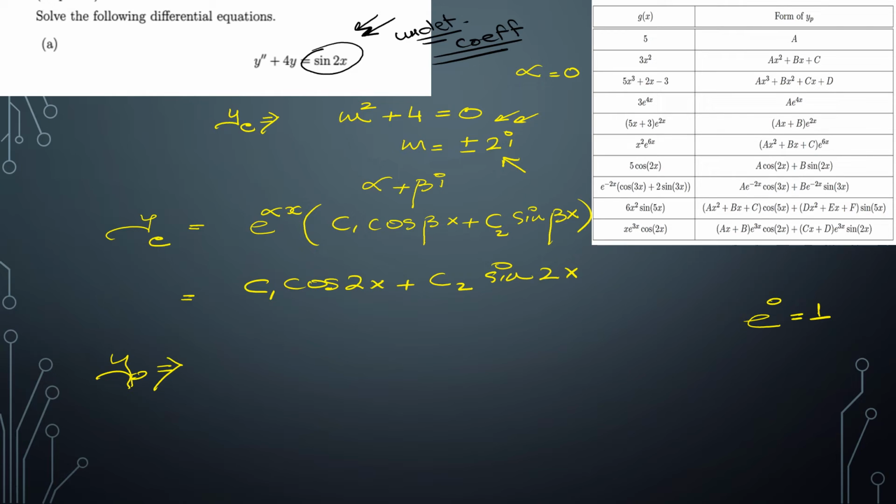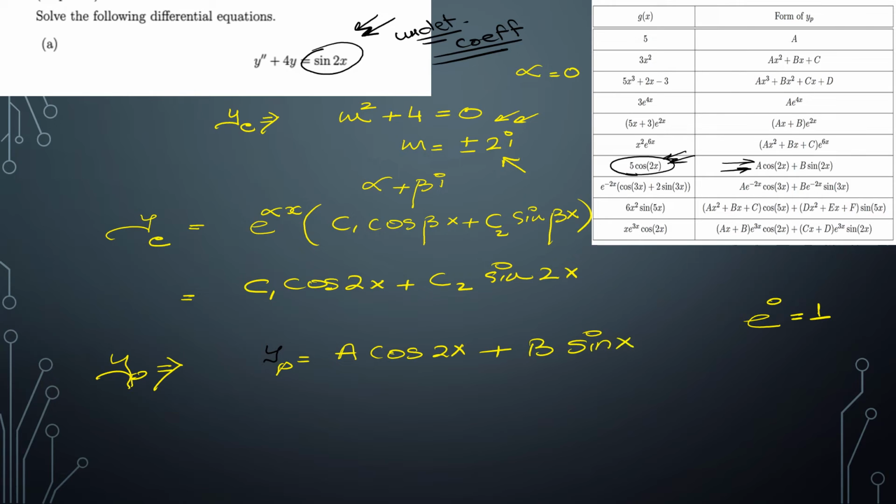So I can see that here, this sine 2x is written in a form like 5 cos 2x. It is given in one of the examples that if sine or cosine is written, you can write your equation as a cosine of that angle, which is already given in the equation, and b sine of the same angle. So here we have sine 2x. So I can write here my yp equals a cosine of 2x plus b sine 2x.